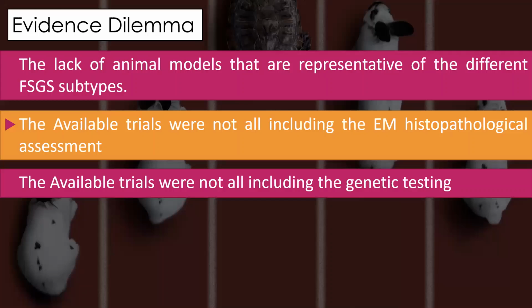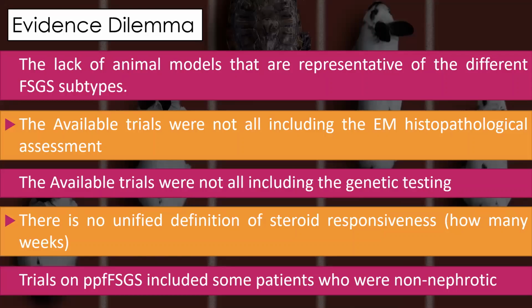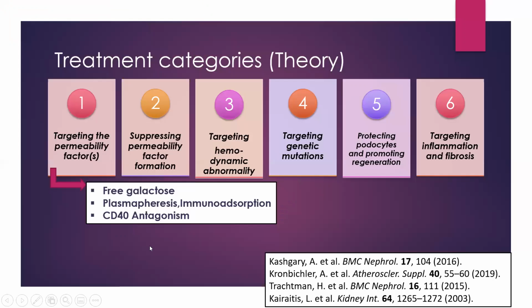Challenge three, that the available trials were not all including the genetic testing. There is no unified definition of steroid responsiveness in trials. We all know that in the guidelines now, we are treating the patient for 16 weeks, but this is not reflected to the trials. Not all the trials are doing the steroids for 16 weeks, some of them 8 weeks. So those are the challenges to have good evidence in the management of FSGS.